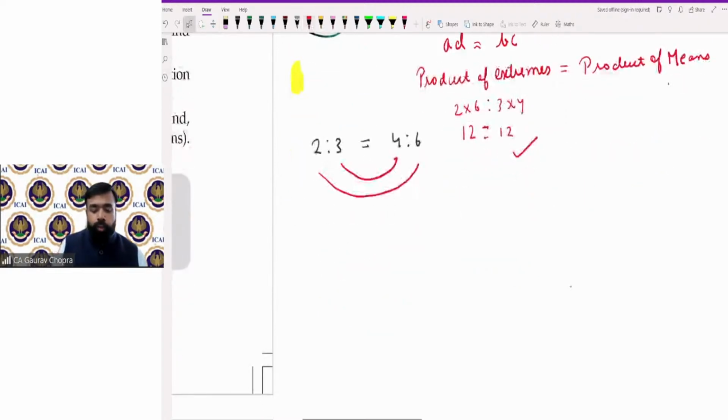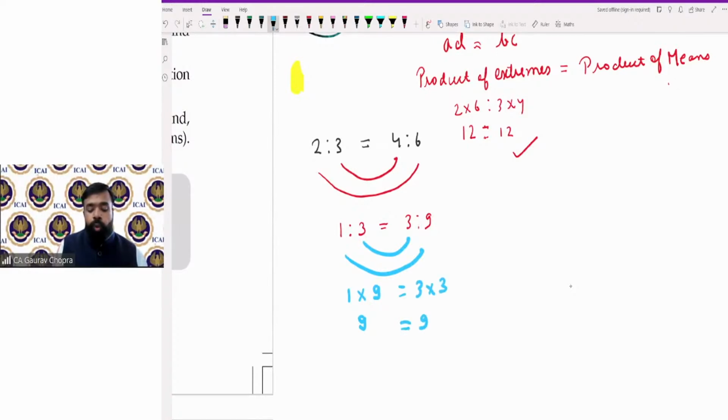So let's take one more example. Let's say one ratio is 1 ratio 3, other is 3 ratio 9. Now again we have to check whether they are in proportion or not. So product of mean and product of extreme. 1 into 9 gives 9. 3 multiplied by 3 gives 9. Both are equal. That means they are said to be in proportion. So these are in proportion.